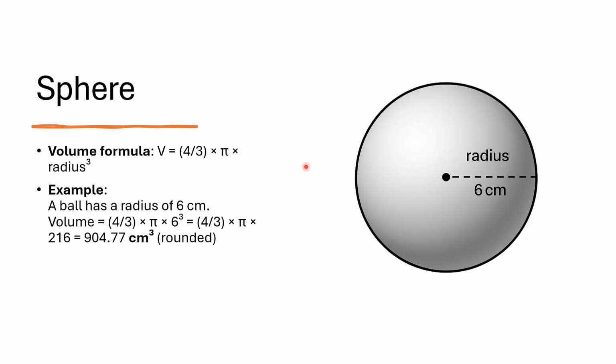In the case of a sphere, the volume of a sphere is 4/3 pi r cubed. Taking the example of a ball, the radius is 6 centimeters. So the volume is 4/3 pi 6 cubed, which turns out to be 4 divided by 3 times pi times 216, or 904.77 cubic centimeters.